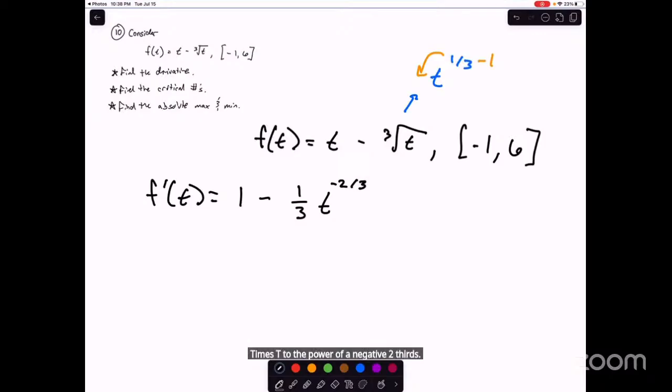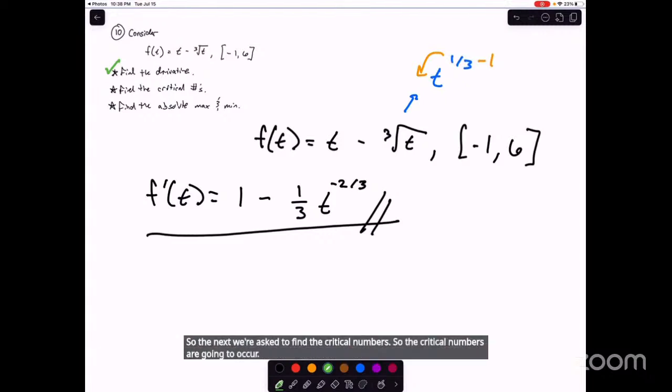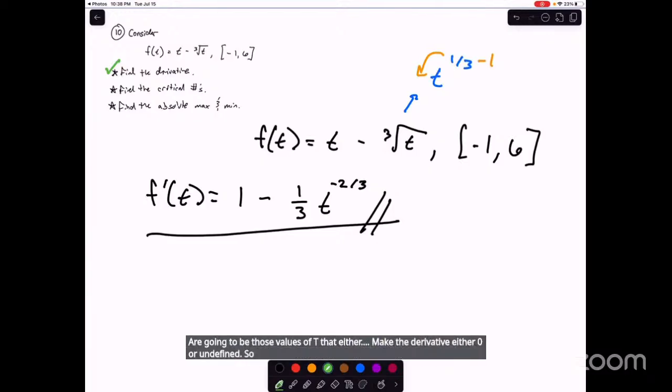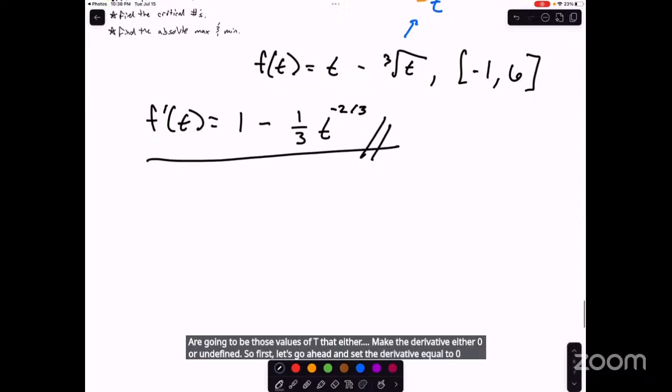Okay. So that's going to be the derivative of the original. Okay. So then next we're asked to find the critical numbers. So the critical numbers are going to be those values of t that make the derivative either 0 or undefined. So first let's go ahead and set the derivative equal to 0 and solve.